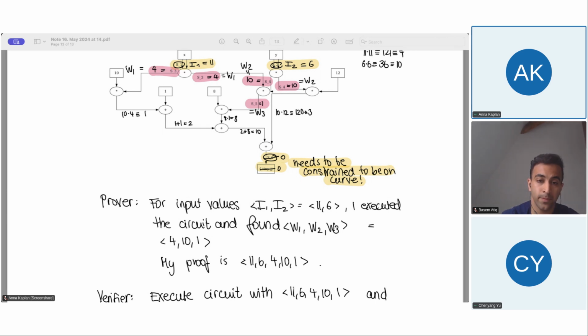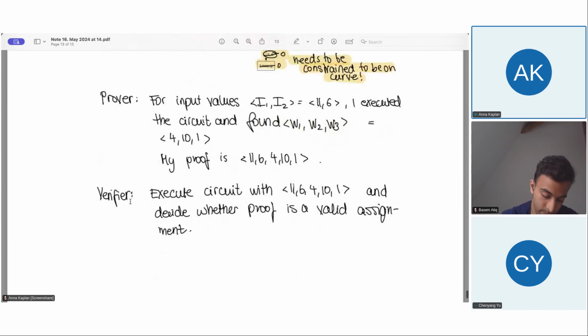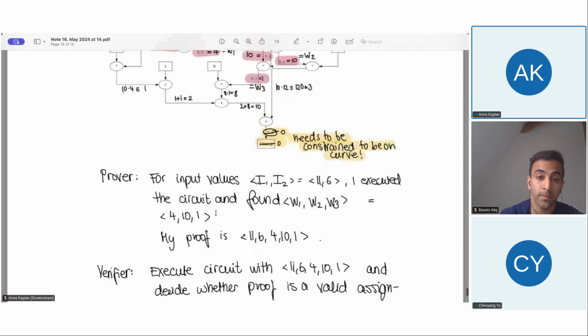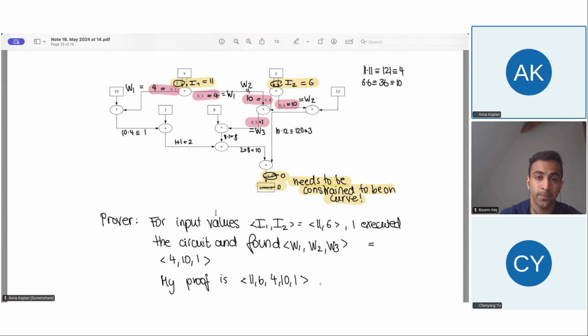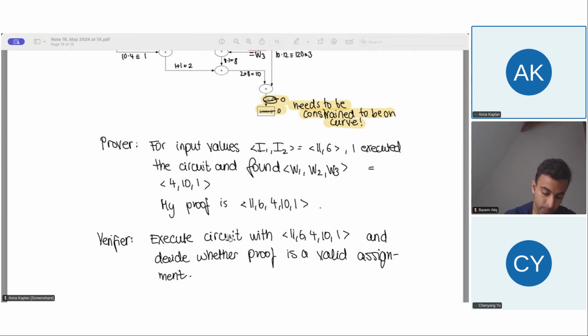So in this specific setting, our proof for this statement that something is in this language, for the instances 11 and 6, is 11, 6, 4, 10, 1 for the circuit. So this circuit is representing the grammar, and this is the proof for it. And the verifier can then execute the circuit again with all these assignments and decide whether its proof is correct or not, whether this is a valid assignment or not. So I hope this helped to get a little bit of intuition for this chapter. And that was it from me, actually. It was very short.